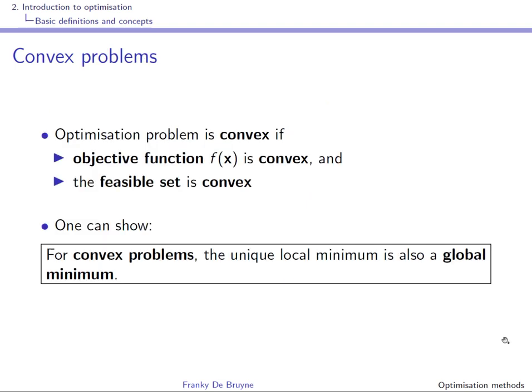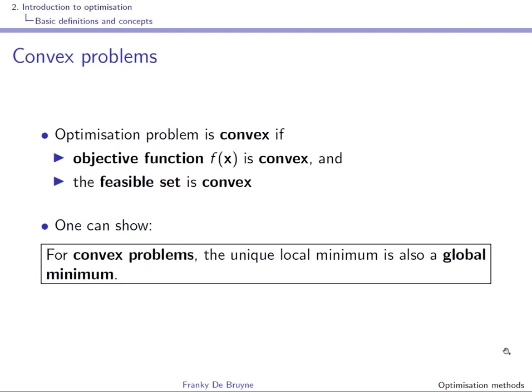An optimization problem is convex if the objective function is convex and if the feasible set is convex as well. It's possible to show that for convex problems, the unique local minimum is also a global minimum. As said before, such problems are easier to solve, and in general, reliable algorithms are available to find the underlying solution.